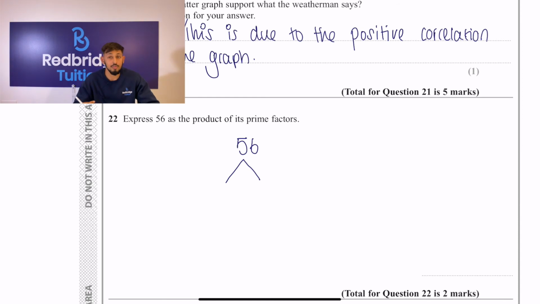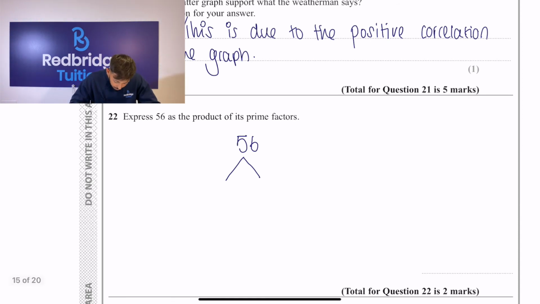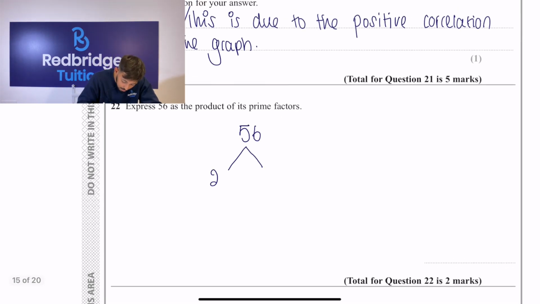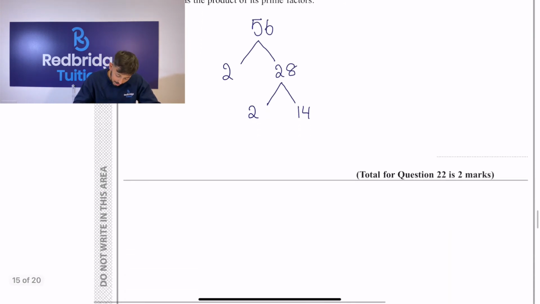So firstly, I'm going to divide this number by 2. So 56 divided by 2 is 28. Now, I'm going to divide this number by 2 again. So we've got 2 and 14. I'm going to repeat this action one more time.